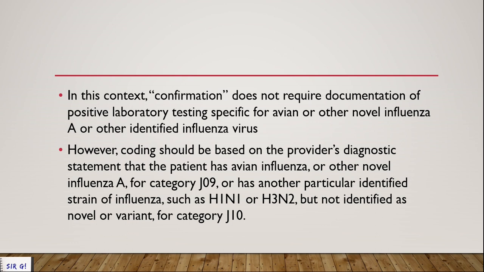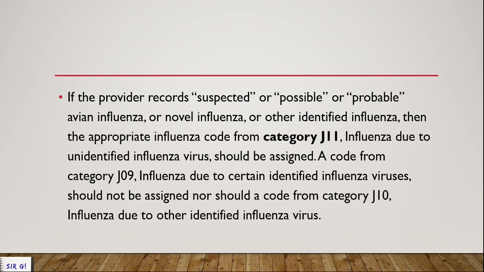Okay? However, coding should be based on the provider's documentation statement that the patient has avian flu or other novel influenza A for category J09, or has another particular identified strain of influenza such as H1N1, H3N2, but not identified as novel or variant. Use your category J10. Just like that, we have a specific and we have for others. J09 for specific, novel influenza A. For other, use your category J10. If it's not yet identified, use your J11.